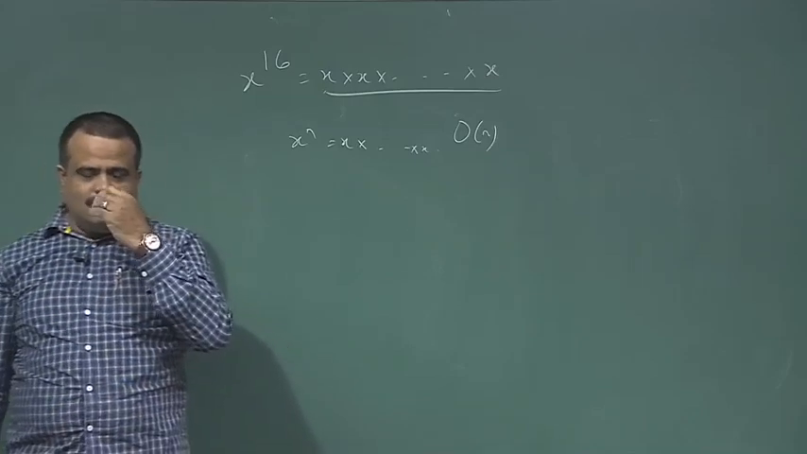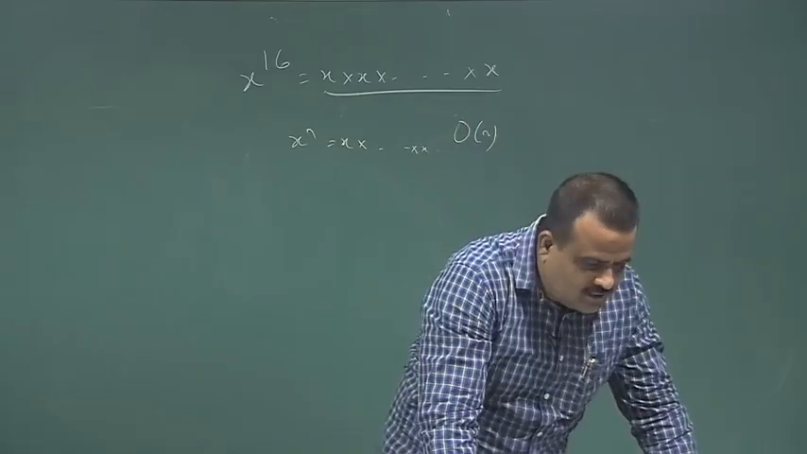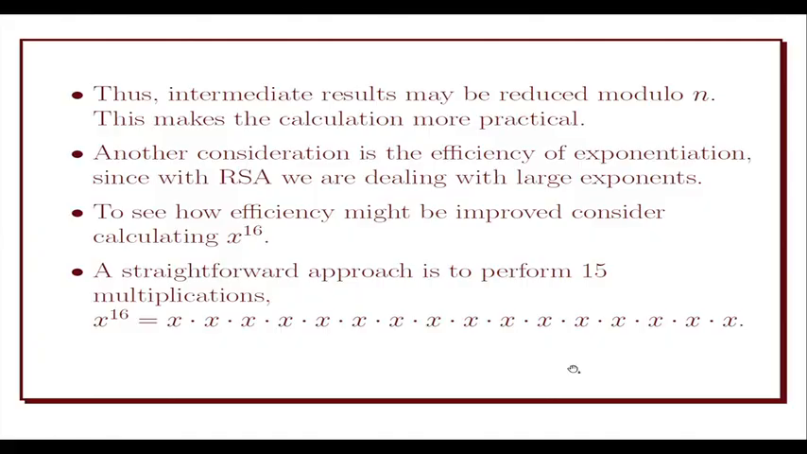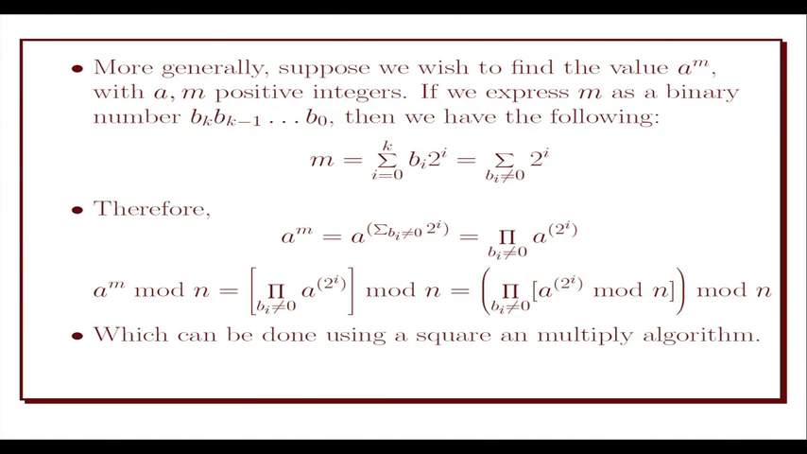So, how can we have an efficient computation for this exponentiation? That is one challenge in RSA. For finding x to the power 16, what can we do? We can just calculate x square, then again x square into x square. So, x to the power 8, then x to the power 4, then x to the power 8, like this we can do. This technique is called the square and multiply method.